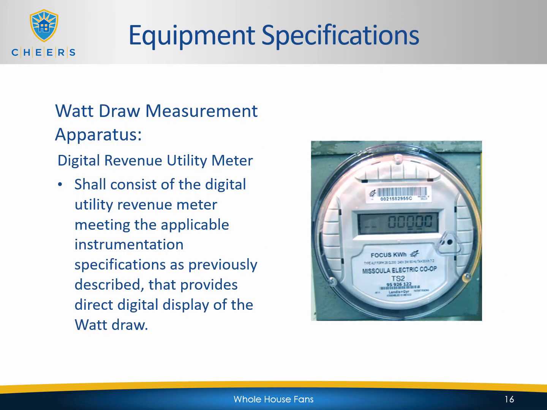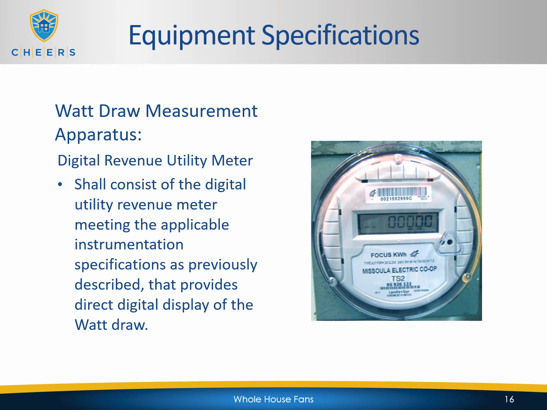Digital utility revenue meter: it shall consist of the digital utility revenue meter meeting the applicable instrumentation specifications as previously described, that provides direct digital display of the watt draw. Most of these digital meters are going to have several different readings that they display, and it will just scroll through the different readings. You'll just need to take the direct watt draw reading off of that meter. Occasionally it won't have that, and you can treat it as an analog.